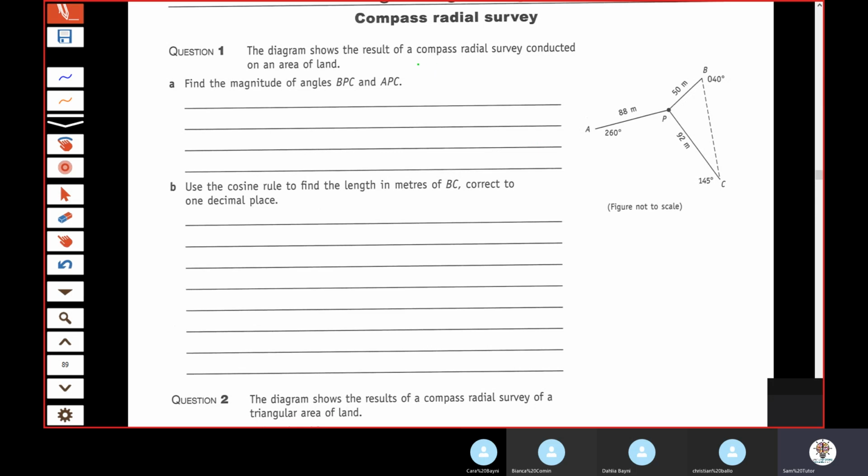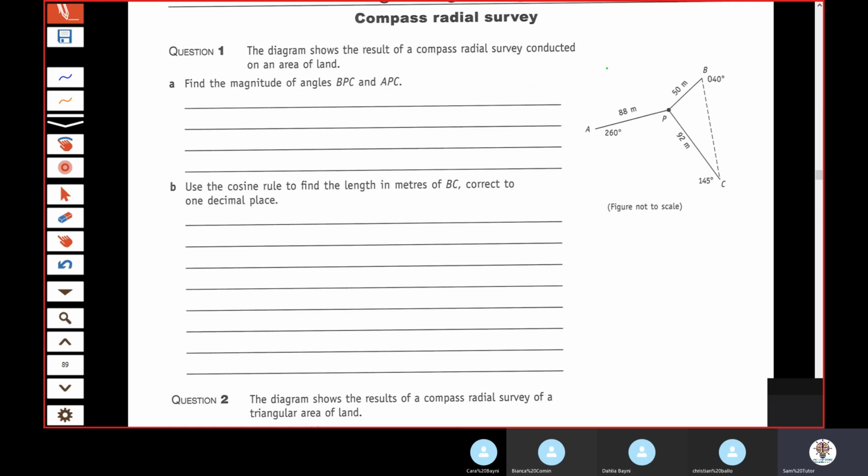The diagram shows the result of a compass radial survey conducted on an area of land. A survey is like those people you see outside with the little triangle thing out on the street and a little binocular thing they look through. They're called surveyors. You've probably just haven't paid attention.